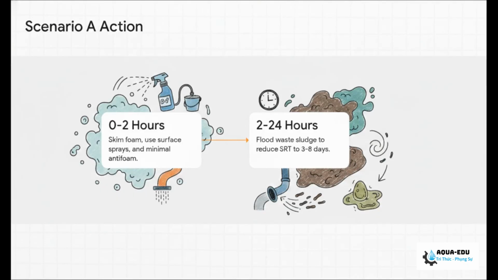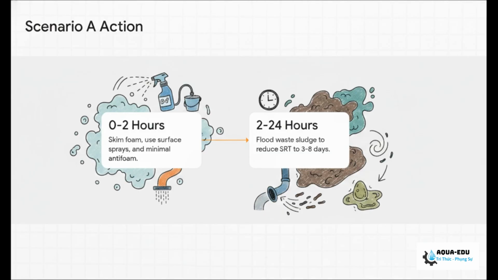So in the first 0 to 2 hours, you need to hit it hard with continuous surface water sprays to push the foam into a collection corner and then use vacuum skimmers to physically yank it out. You can use a silicone-based anti-foam here, but keep the dose minimal. You really don't want to mask the underlying issue or accidentally drop your dissolved oxygen.